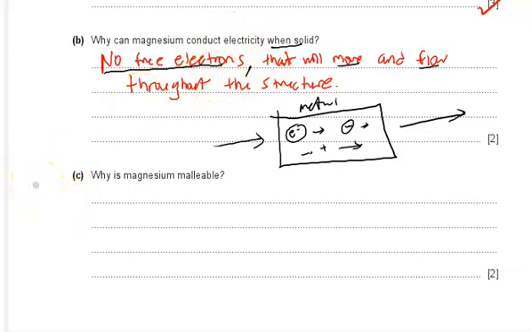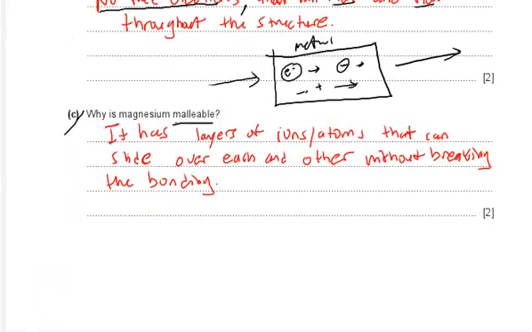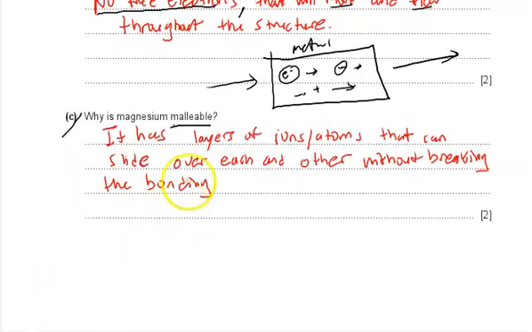Okay, now the C here: why is magnesium malleable? Malleable means the metal can be bent easily. You can bend it in any way you like. It is all because you have layers of atoms or ions that can slide together. Let me write it down. It has a layer of atoms that can slide over one another without breaking the bonds.